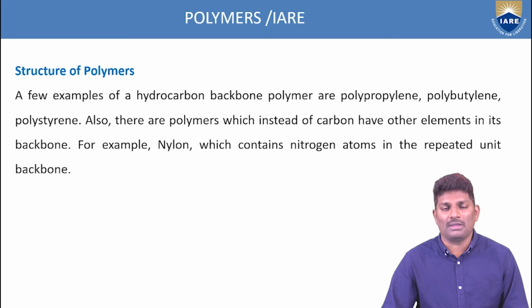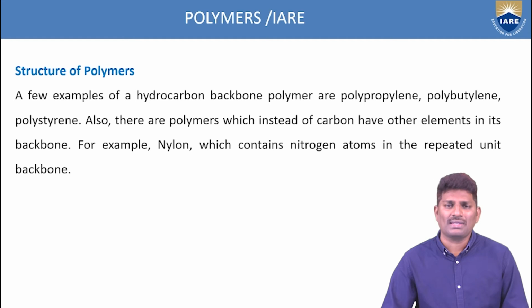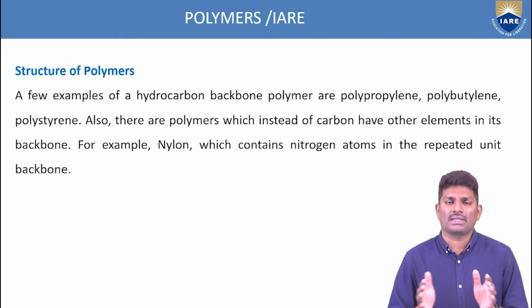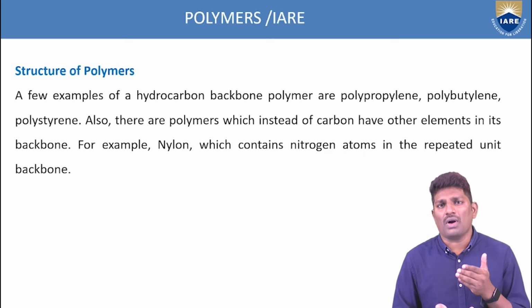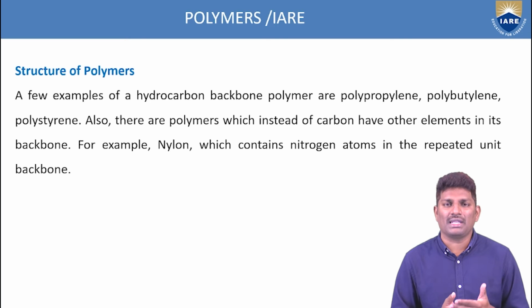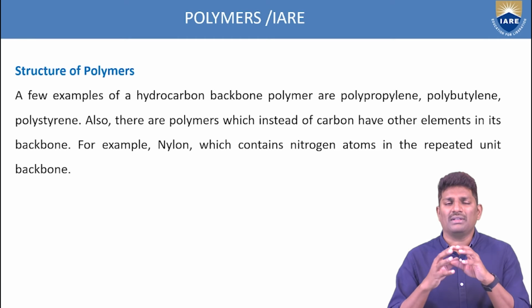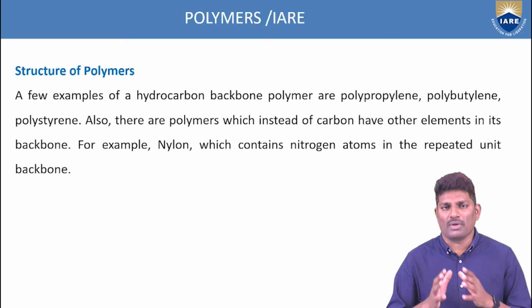So for example, you can replace the carbon with nylon, which contains nitrogen atoms in the repeated backbone. So what is happening here? Generally, polymers are composed of hydrogen and carbon. If you want to replace the carbon, you can replace it with some other type, like nylon, again containing nitrogen atoms in a repeated manner. It should be interlinked to each other to form a good linear structure, like a backbone structure.